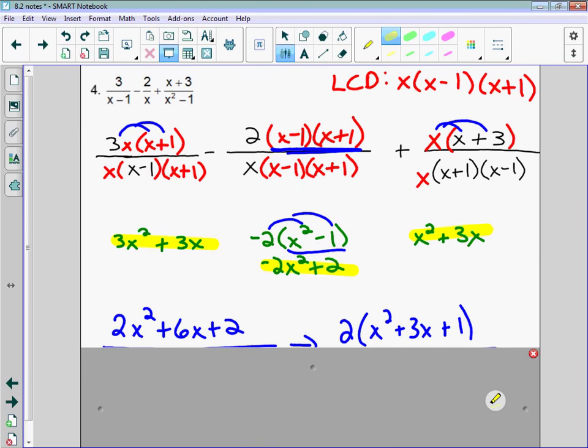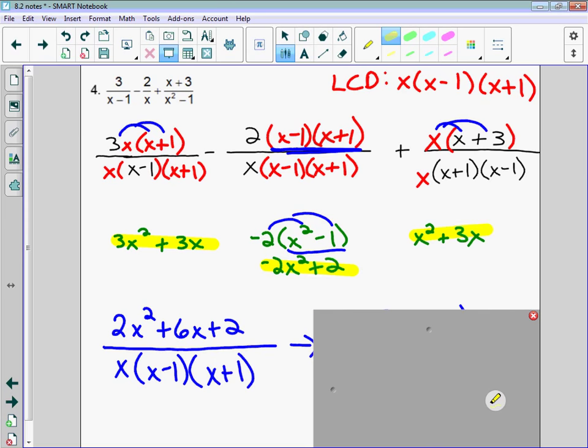So everything that is highlighted there in yellow, I can total that. This is 2x squared plus 6x plus 2. So again, that's just everything that's combined, which is highlighted in yellow. And then the denominator, again, it was all the same. So that would be what our common denominator is, x times x minus 1 times x plus 1.